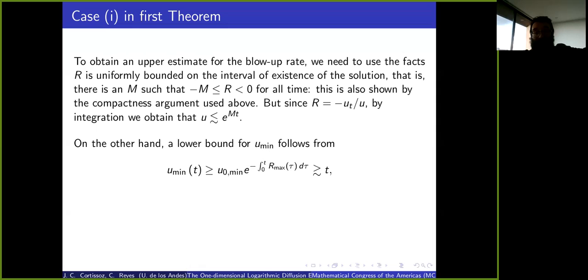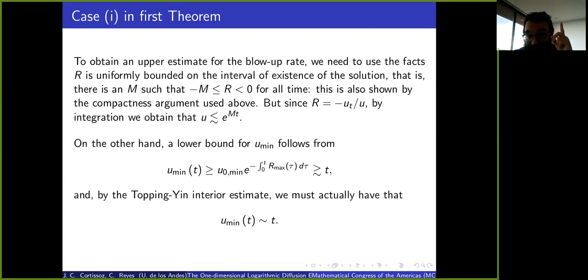And for the lower bound, we again use this, and we have for R max, and then we can use the relation between the conformal factor and the curvature to get this. So you see, we get that the maximum blows up at least faster than t to the 3/2. In this last inequality, we showed that the minimum blows up faster than t.